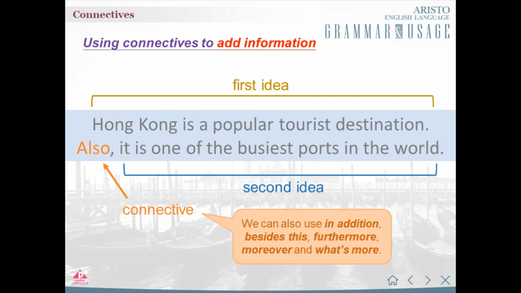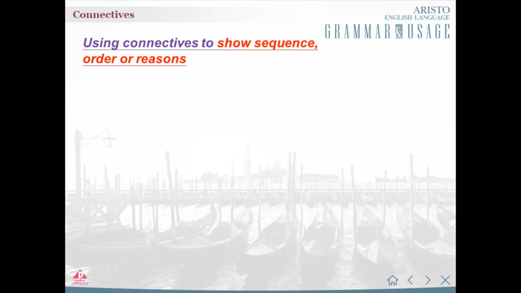Instead of also, we can use connectives like in addition, besides this, furthermore, moreover, or what's more to add more information. Apart from adding information, connectives can also be used to show the sequence or order of things and to tell us the reasons for something.